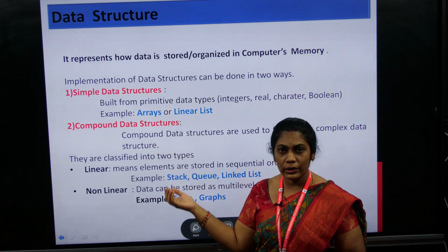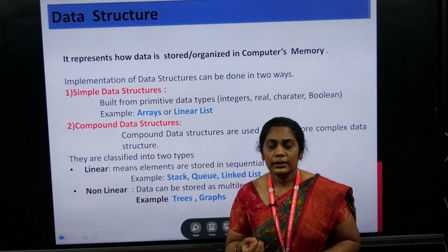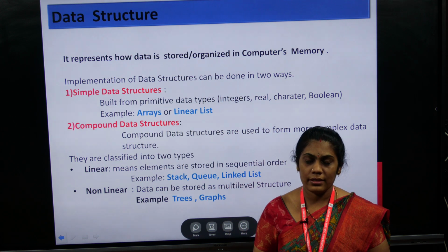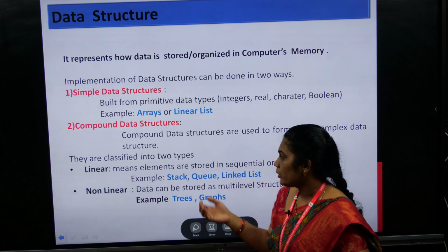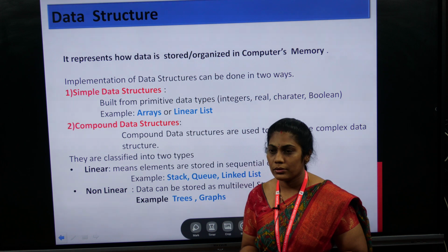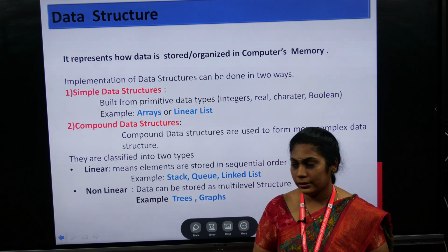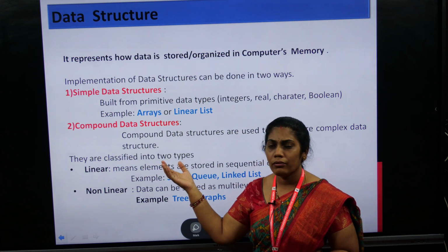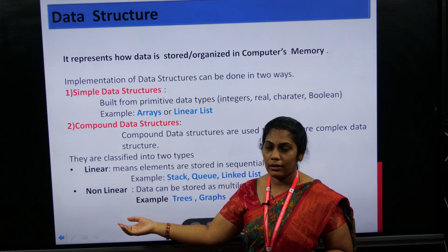They have two types, linear and non-linear. Here we can't take a single type of element as the data. Here we can get a combination of data values, maybe a combination of integer and string like that. So in this we have classified into two types, those are linear and non-linear.